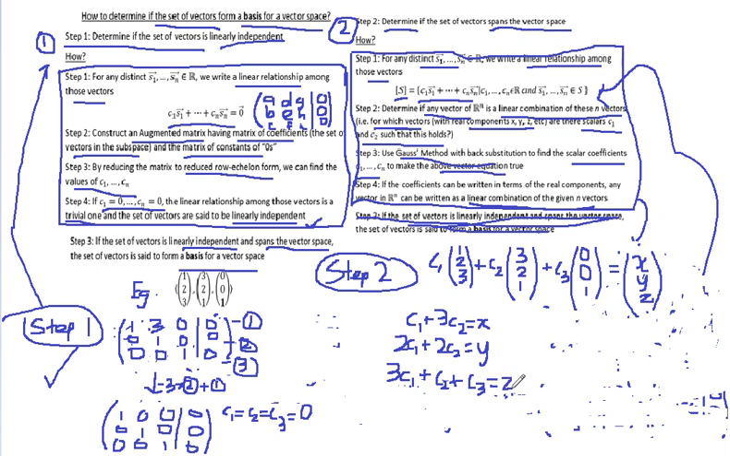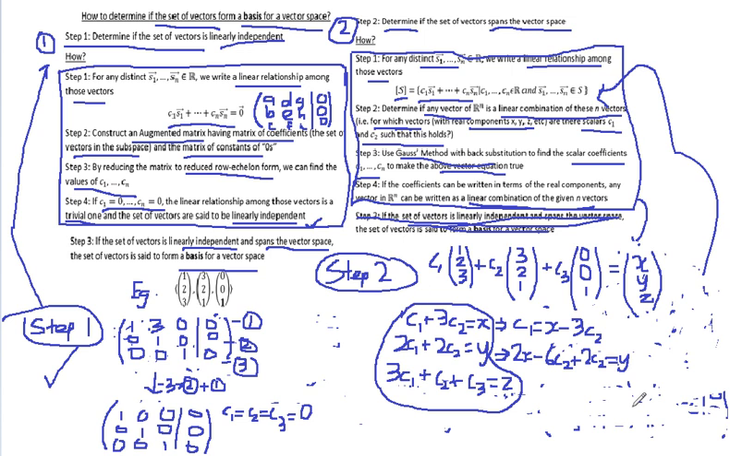So now start off from this. We can write this first as C1 equals x minus 3C2. And now we substitute in here. 2 times C1 gives 2x minus 6C2 plus 2C2 equals y. So this is our second equation from earlier on.